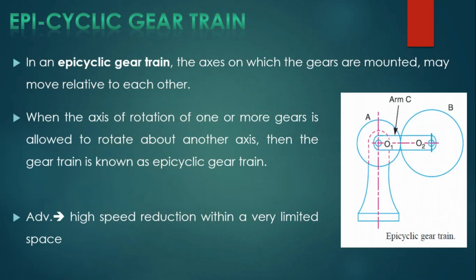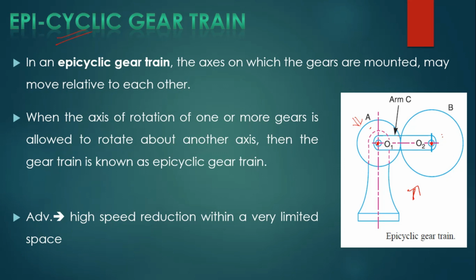Now, the epicyclic gear train. What is meant by an epicyclic gear train? It is when the axis of rotation of one or more gears is allowed to rotate about another axis. For example, here two axes are there, O1 and O2. Suppose gear A is fixed, then the total setup, that is arm C and gear B, rotates with respect to O1 and gear B rotates with respect to O2. If suppose arm C is fixed, then gear A rotates about O1 and gear B rotates with respect to O2.